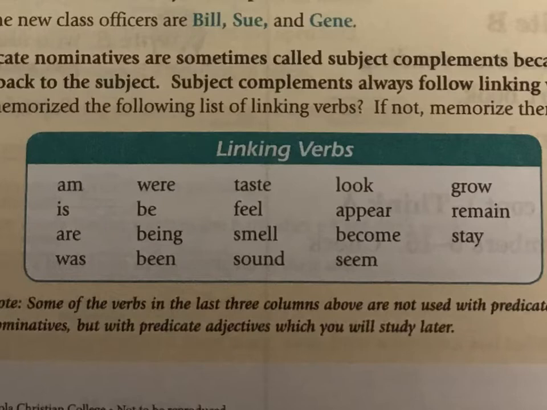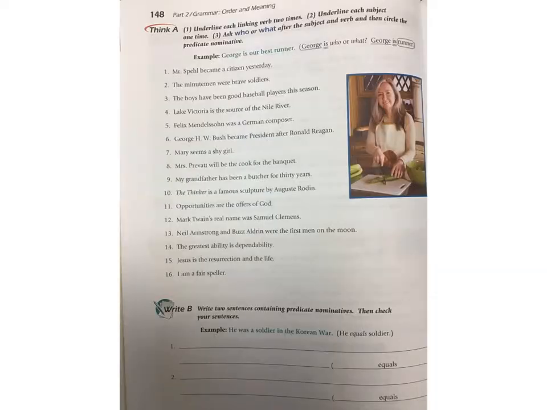Ready? Class, begin. Am, is, are, was, were, be, been, taste, feel, smell, sound, look, appear, become, seem, grow, remain, stay. Okay? Let's do it one more time. Ready? Am, is, are, was, were, be, been, taste, feel, smell, sound, look, appear, become, seem, grow, remain, stay. Very good. All right, now let's look at the next page.